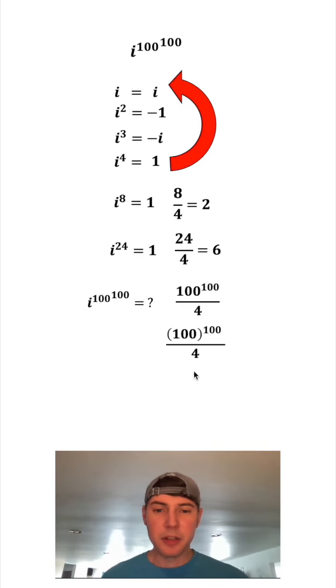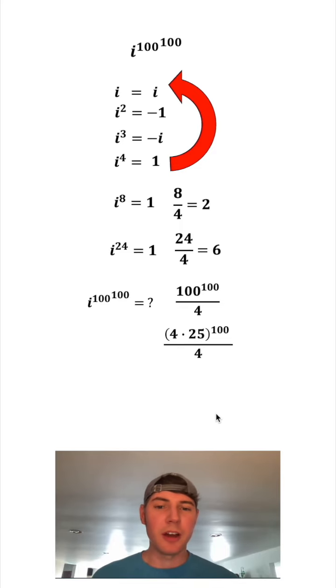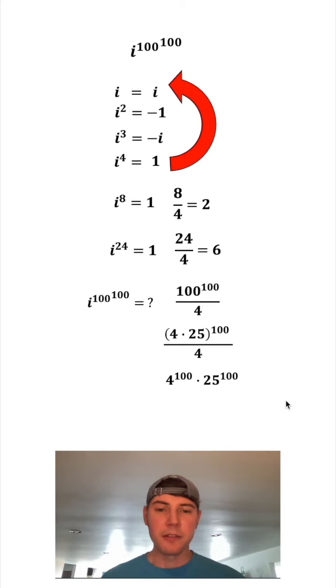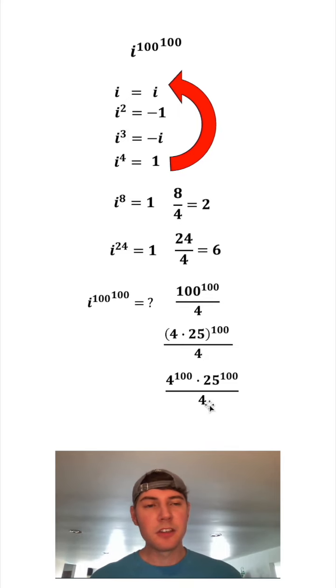Let's copy this down, but let's put the 100 in parentheses, and I want to break the 100 into 4 times 25. And now I can distribute this 100 exponent to the 4, and I can distribute it to the 25, and this is still divided by 4. I can think of this 4 in the denominator as 4 to the 1. So now I have 100 4s on top and 1 on bottom. One of these is going to cancel, giving us 4 to the 99. Another way you can think of that is just what is 100 minus 1, which is 99. And then this 25 to the 100 is still right here.